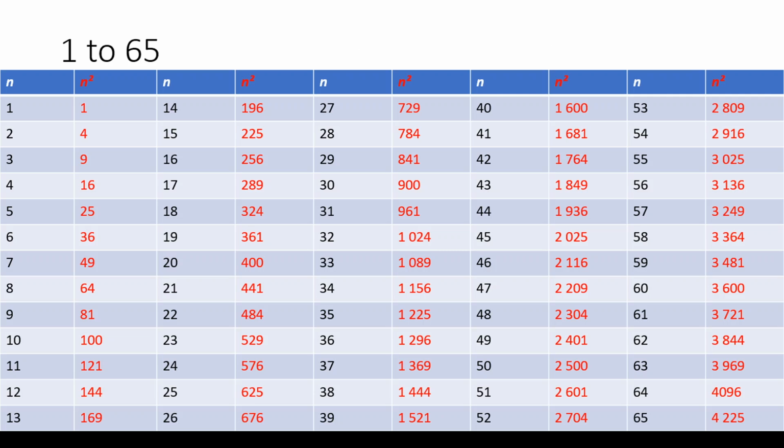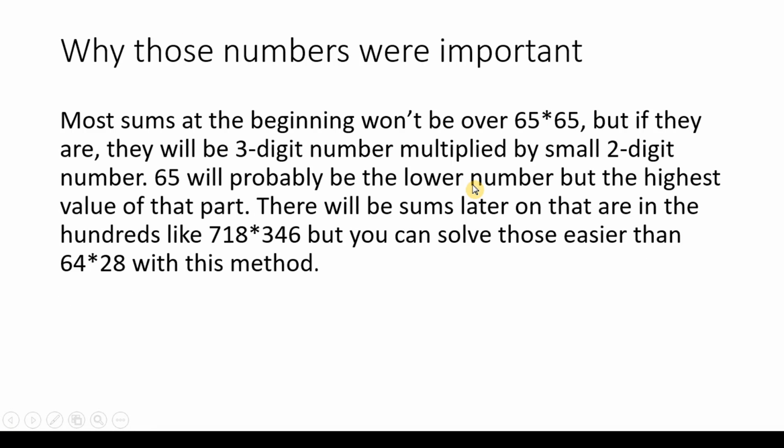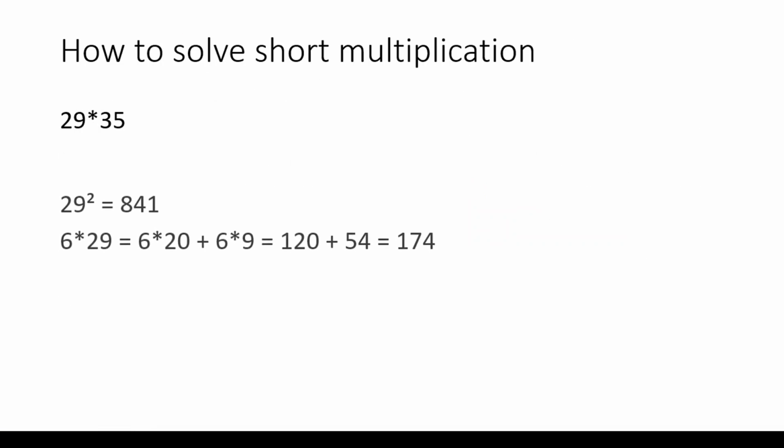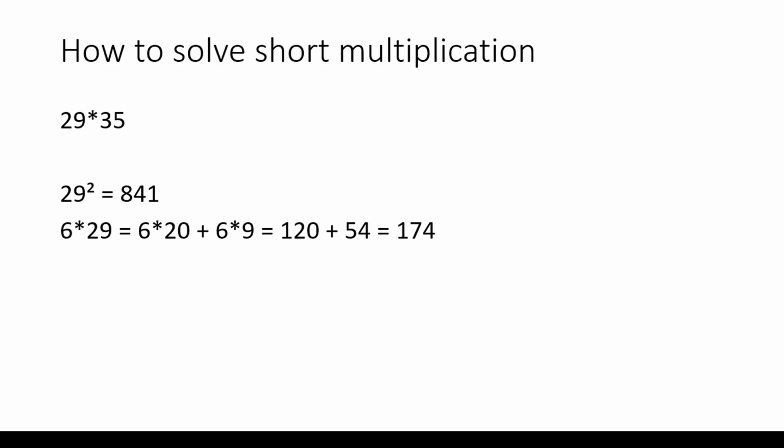And how to solve this with short multiplication. So 29 times 35. 29 squared is 841. Here's 29 squared, 841 here. And then 6 times 29 is 174, or 120 plus 54. So you add them together, and you get 1,015. That's simple, right?